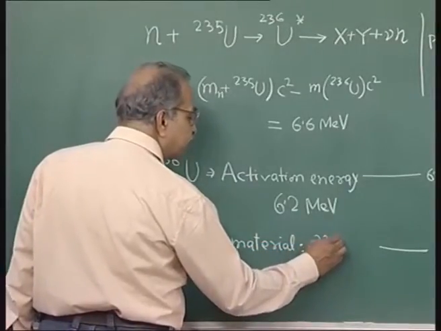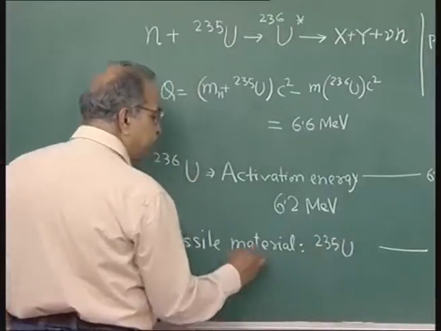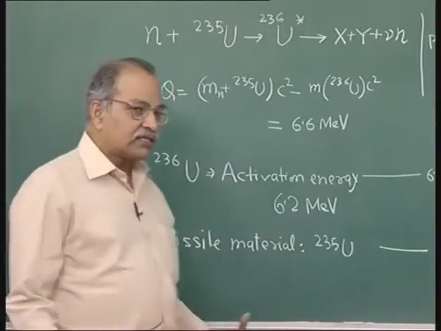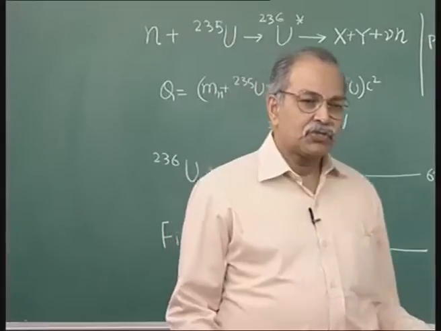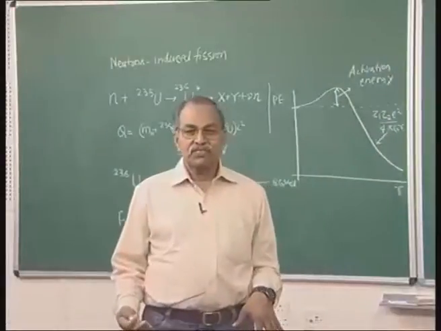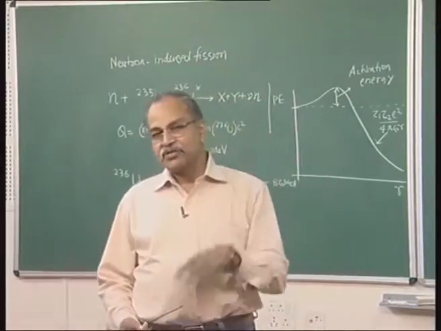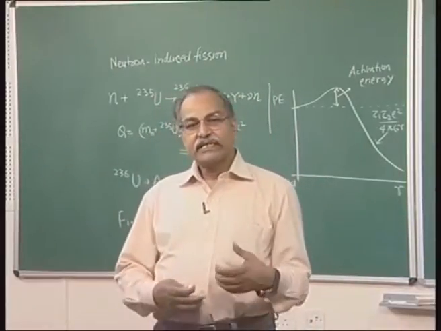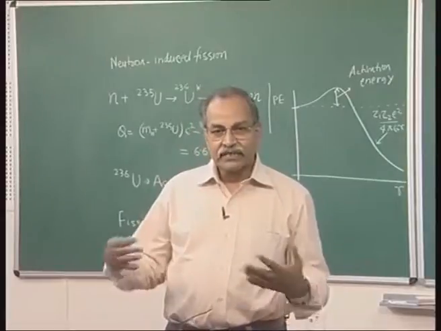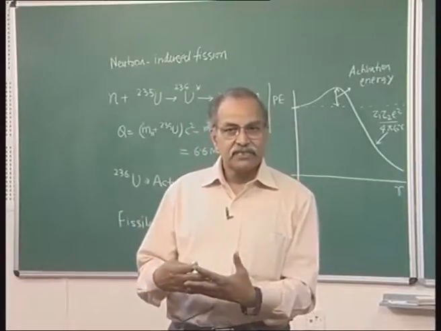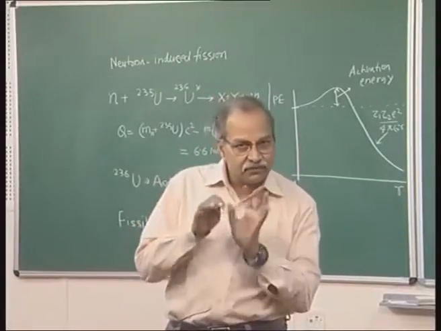Uranium 235 is a fissile material. Fissile material means the materials in which very low energy neutrons can get absorbed, and then without any potential barrier penetration it can readily fission. So, that is fissile material. Uranium 235 is one of the fissile materials.